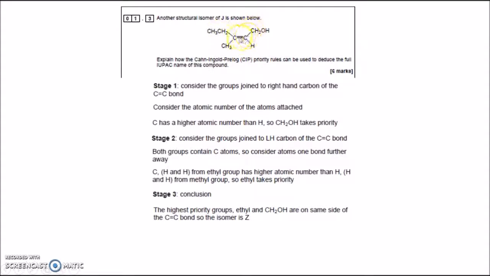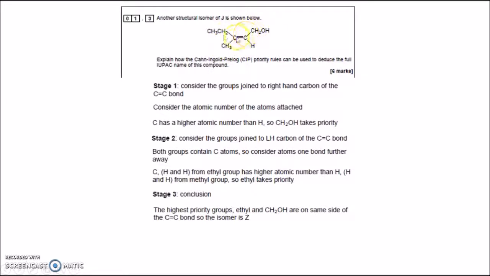Now then, let's have a look what else is joined to the pentene. I've got an OH called an ol. It's an alcohol, ends in ol. And I've got this group here off the main carbon chain. This is a methyl group.